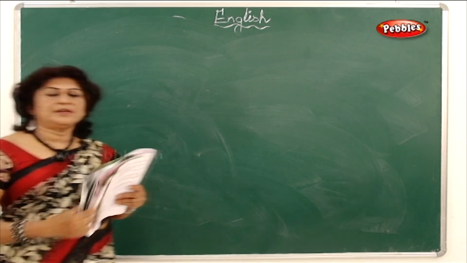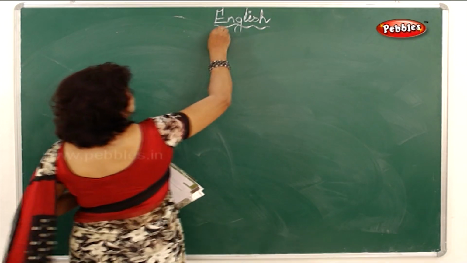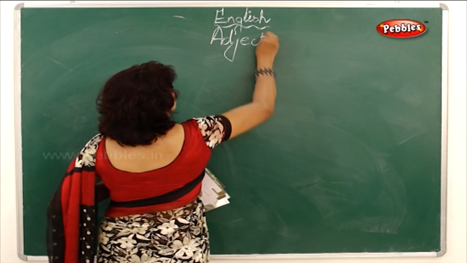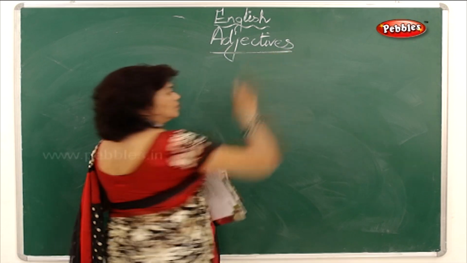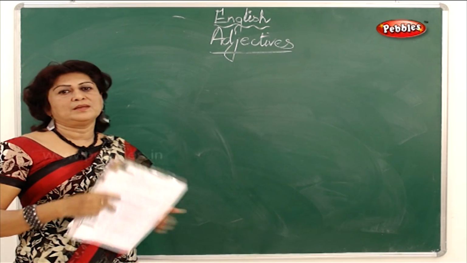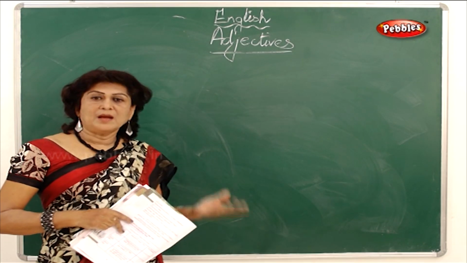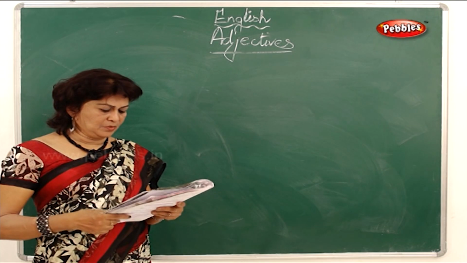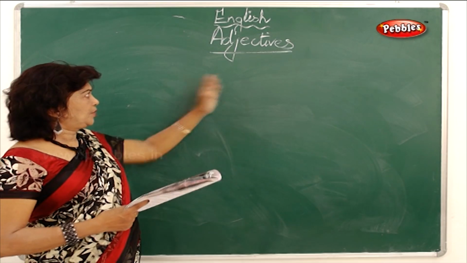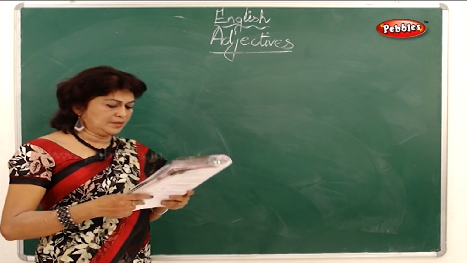I explained earlier, adjective is also a part of speech. An adjective is a describing word. It describes a noun or qualifies a noun. Okay, now already we have seen about nouns. Now we are going on to adjectives. This is a word which qualifies or describes a noun.